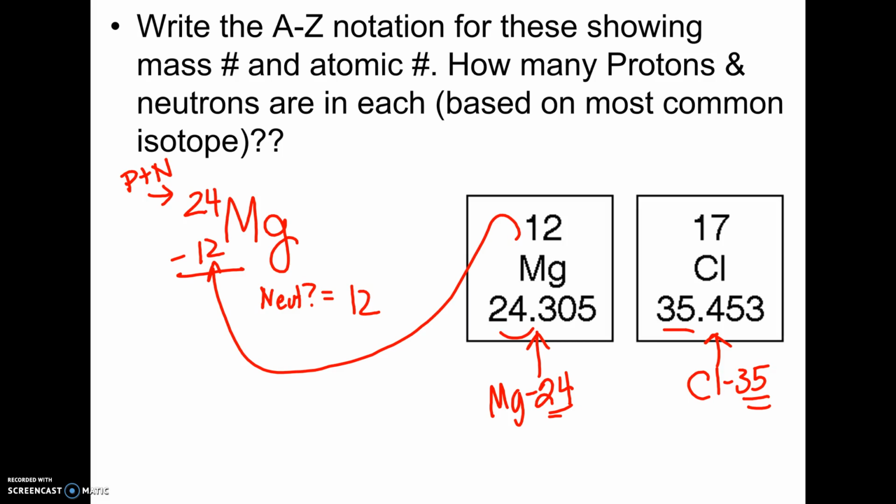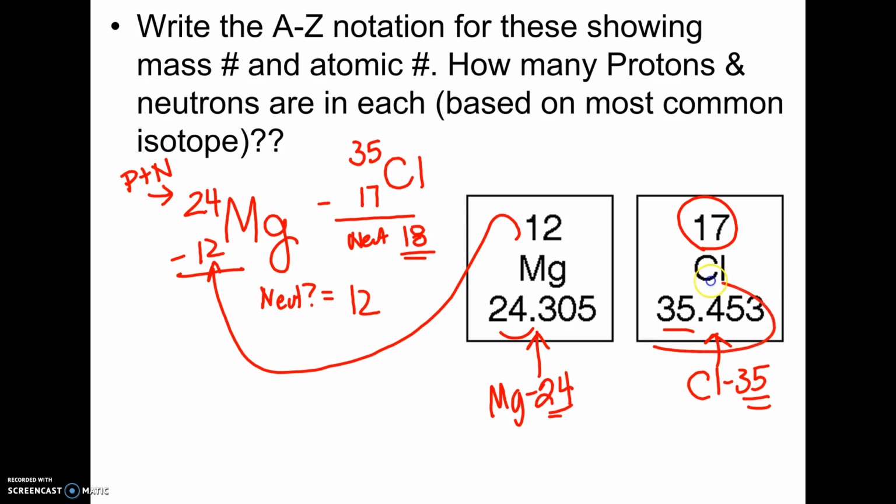And then for our second one, this would be called chlorine-35. We would put our 17 here, that's our protons, and 35 up here, that's our mass number. And if you were asked how many neutrons this has, 35 minus 17 gives us 18 neutrons. So that's how you would write a Z notation from a periodic table square.